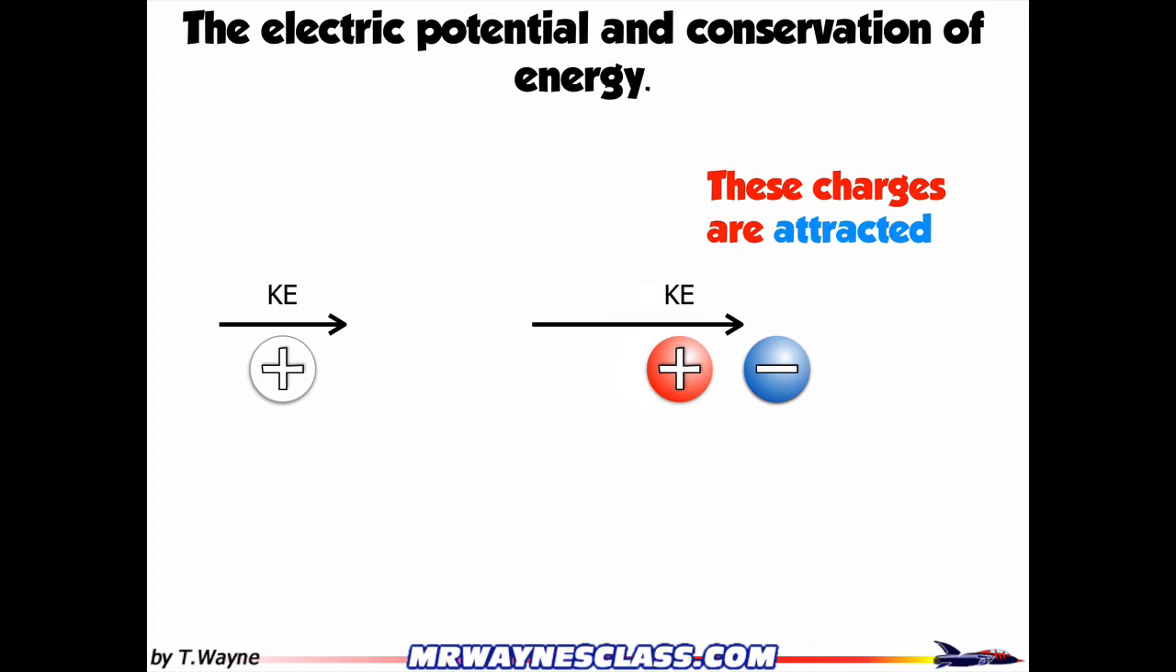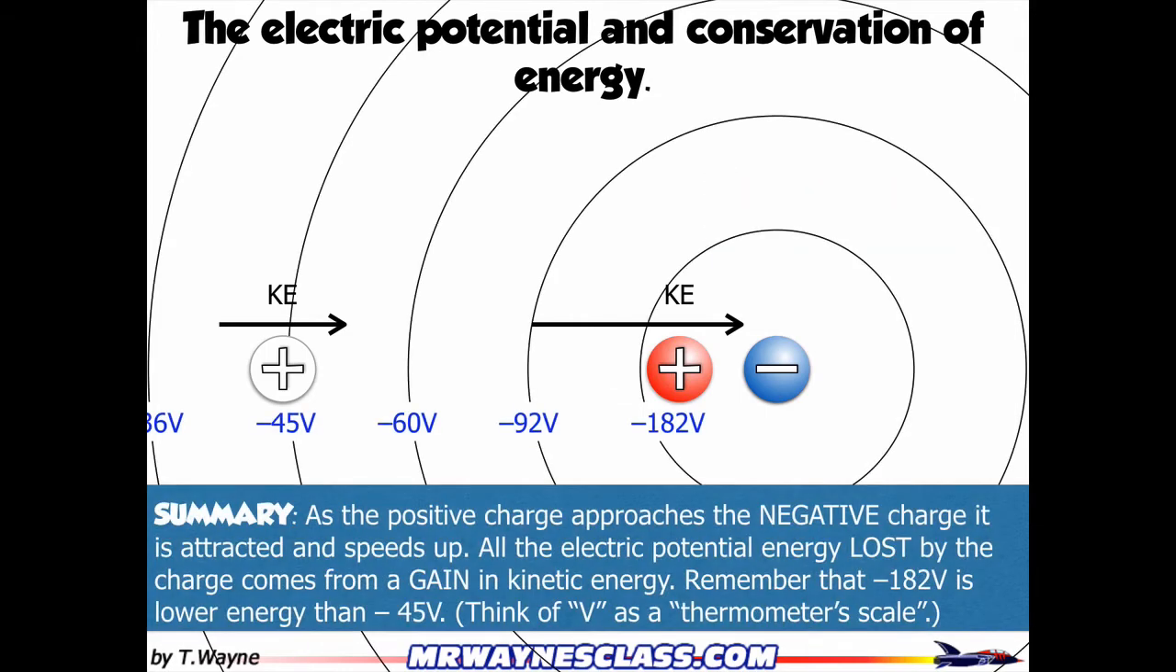But the potentials here are different. With a negative charge, instead of having positive potentials, I'll have negative potentials. So as I get closer and closer to the negative charge, it becomes more and more negative. As a charge moves across potentials and goes to a lower potential, and negative 182 is lower than negative 45, think of it as a number line, so I'm moving farther away from zero, which makes it lower. As it decreases potential, it increases kinetic energy.